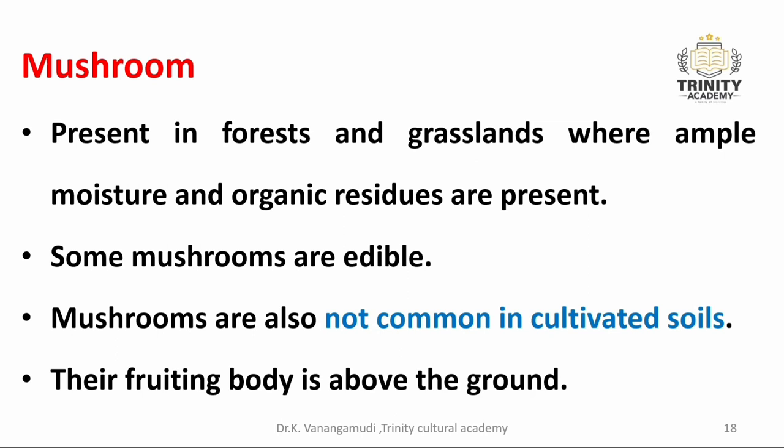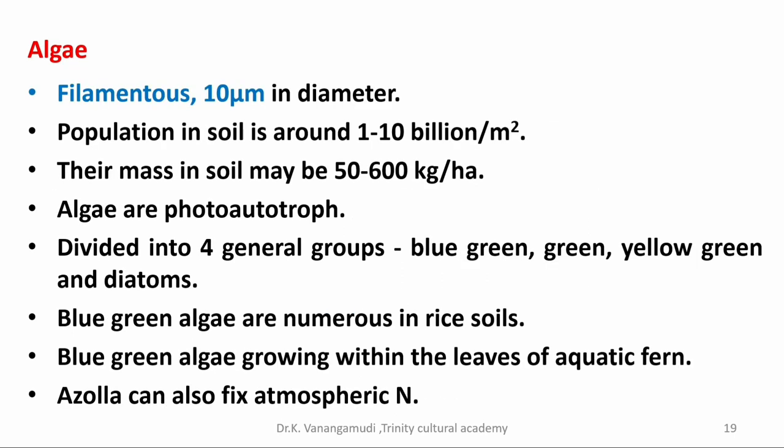The next group is algae. Filamentous, 10 micrometers in diameter. The population in soil is around 1 to 10 billion per square meter. Their mass in soil may be about 50 to 600 kg per hectare. Algae are photoautotrophs. They are divided into four general groups, that is blue-green, green, yellow-green and diatoms.